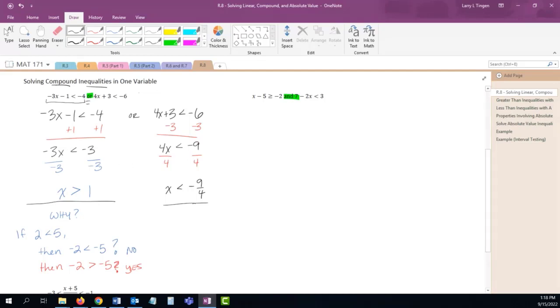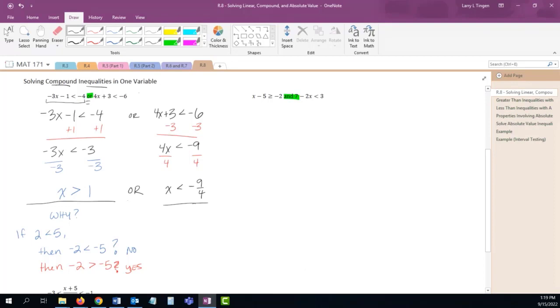On the left part of the compound, I'm dealing with a negative. I'm dividing both sides by -3. That's why the inequality flips. On the second inequality, I'm dividing by a positive. The inequality doesn't flip. Now, how do I write this answer? Okay, well, this is an or.